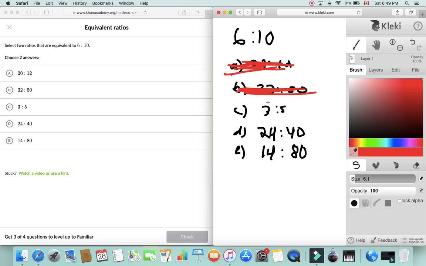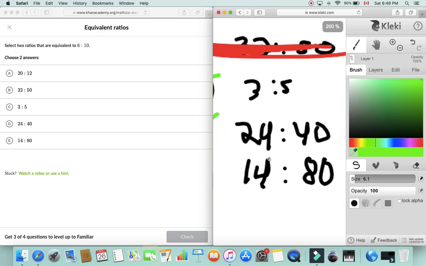How about 3 to 5? Well, you can divide by 2 on both sides, so happily it's correct. How about 24 to 40? You can also do that. 6 times 4 is 24, and 10 times 4 is 40.